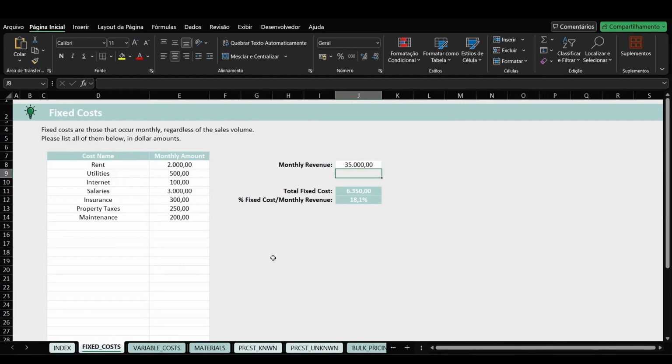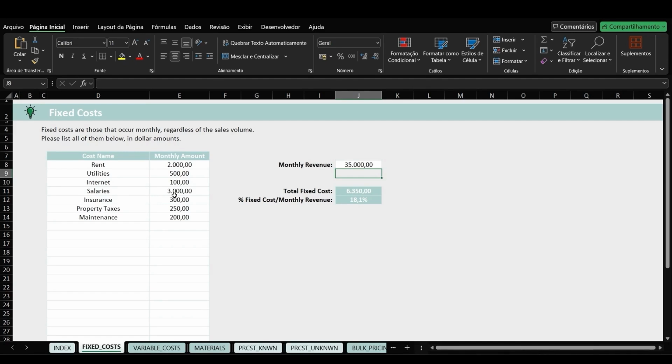First, fixed costs. What are fixed costs? These are the costs that will occur at the same value, regardless of how many products you sell throughout the month. So let's say you work selling smartphones. You buy smartphones and sell smartphones. In this case, whether you sell one smartphone or 100 of them, your rent for the store, salaries, maintenance fees, all those amounts will stay the same. So those are fixed costs. They won't change based on how much you sell.